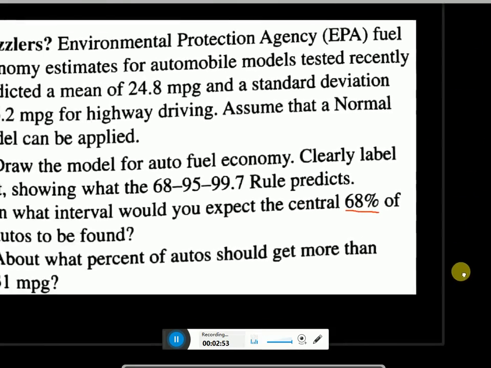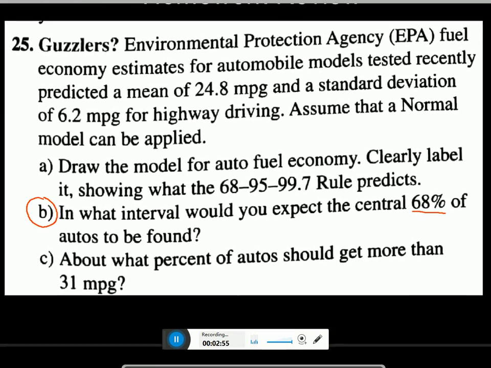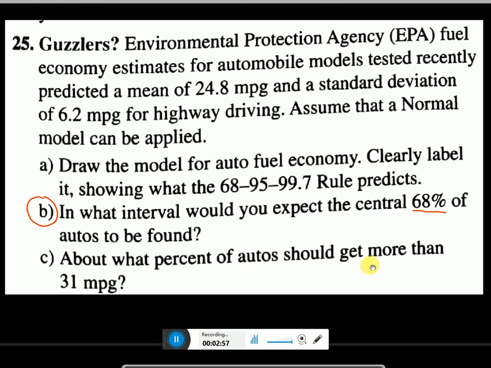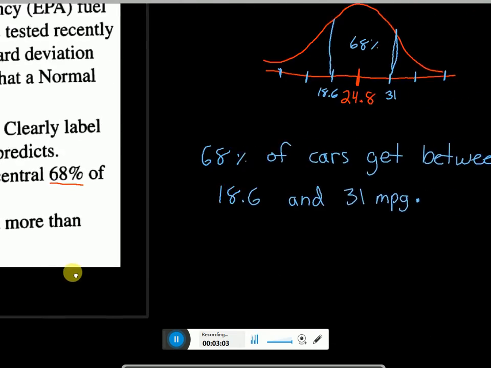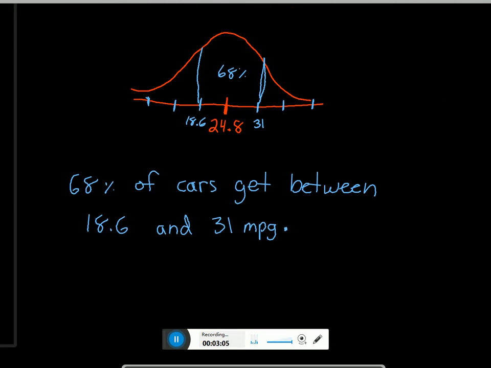Let's do one more real quick. Let's do letter C. About what percent of autos should get more than 31 miles per gallon? All right, more than 31 miles per gallon. So 31 miles per gallon is right here. It's actually on our chart. All the cars that get more than 31 are this way. It's the area to the right. So we need this percent.